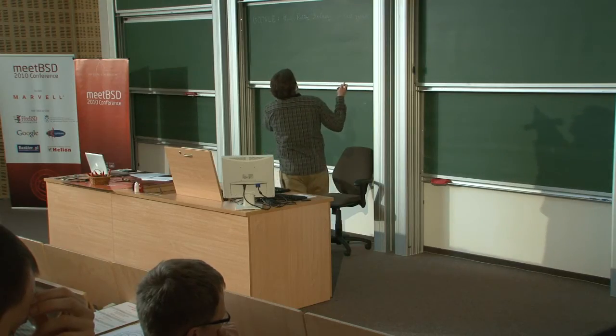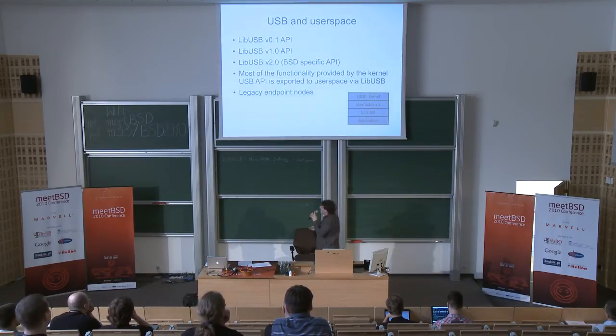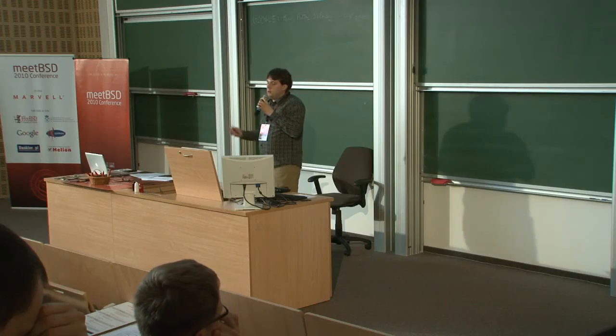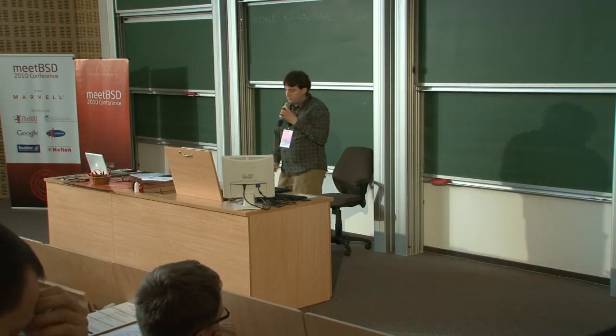The layout looks like this. You have the USB kernel, you have /dev/usb, and you have one handle which transfers all endpoint traffic. Then you have the libUSB abstraction, and then you have your application. If you want your application to be portable, you should use libUSB version 0.1 or libUSB version 1.0. If you want to bind your application to FreeBSD, you can use version 2.0.